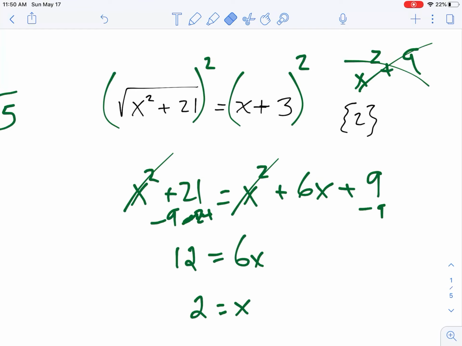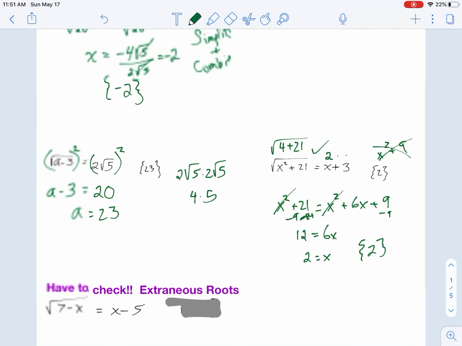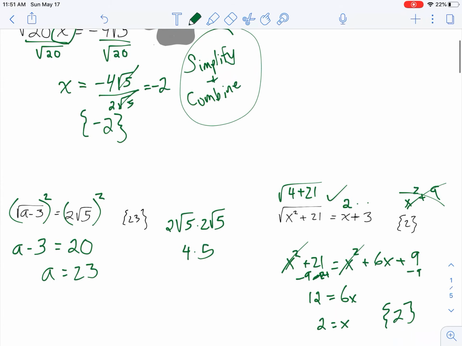And let's just check that under my handy dandy secret answer. Yeah, probably a good idea to go back and check this. So the square root of 4 plus 21, okay, that's the square root of 25, so that would give me 5. Is that equal to 2 plus 3? Yeah, 5 equals 5. Sweet. All right, so make a note. When you have the variable outside the radical, you probably just want to simplify and combine.